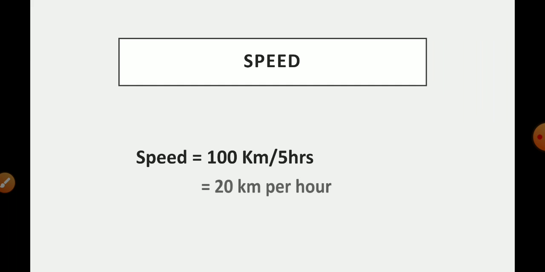Another example I am going to give you here. A car traversed 100 kilometers in 5 hours. How much distance does the car cover in 1 hour? What you have to do? Speed is equal to 100 kilometers upon 5 hours. What is the answer? 20 kilometers per hour. Understood? Like that you have to calculate the speed.